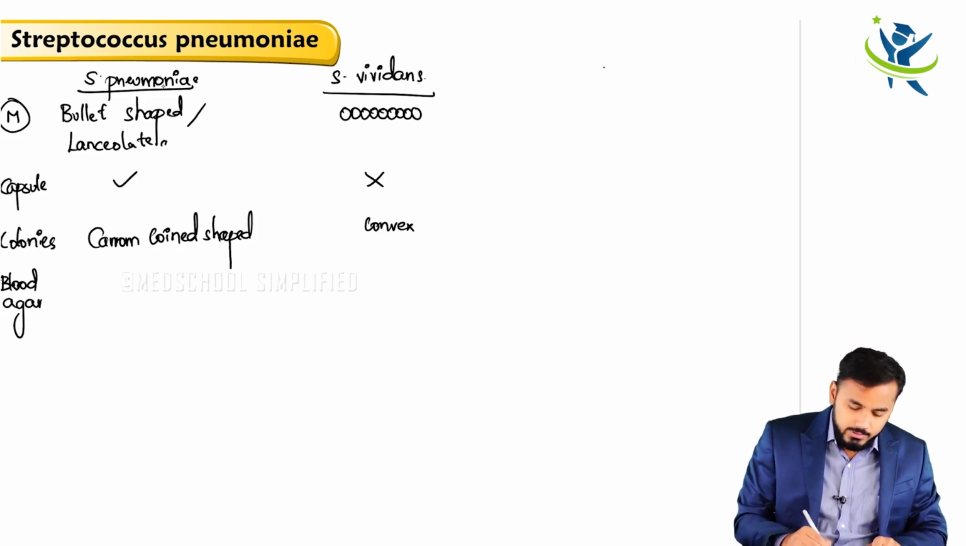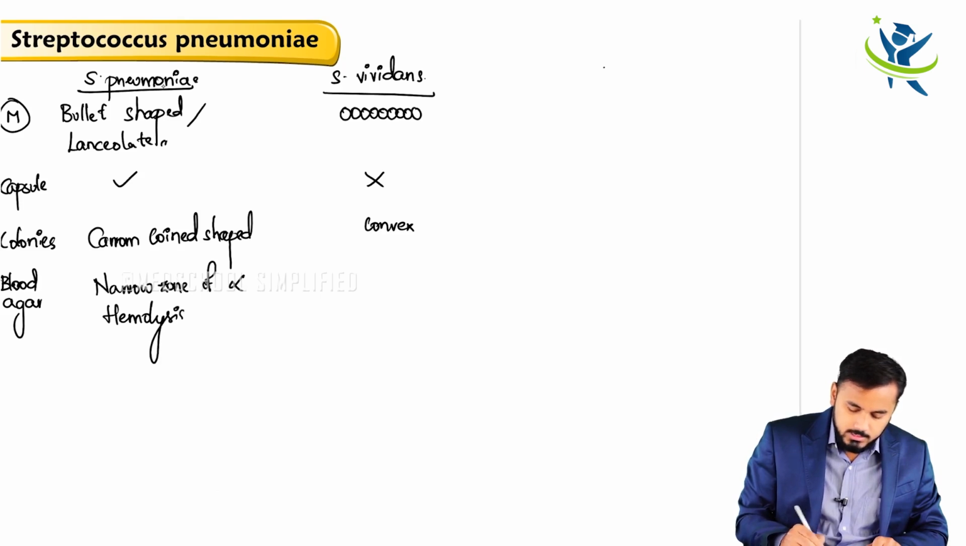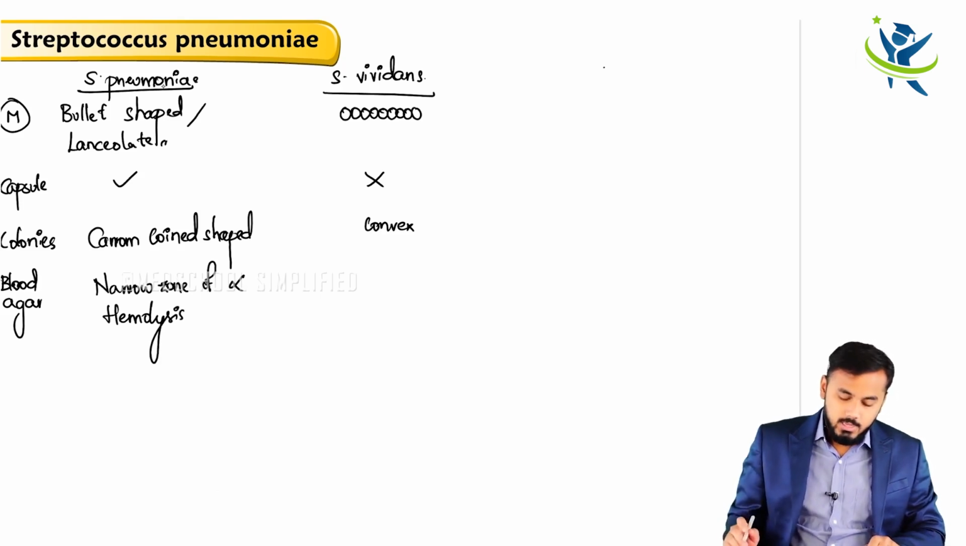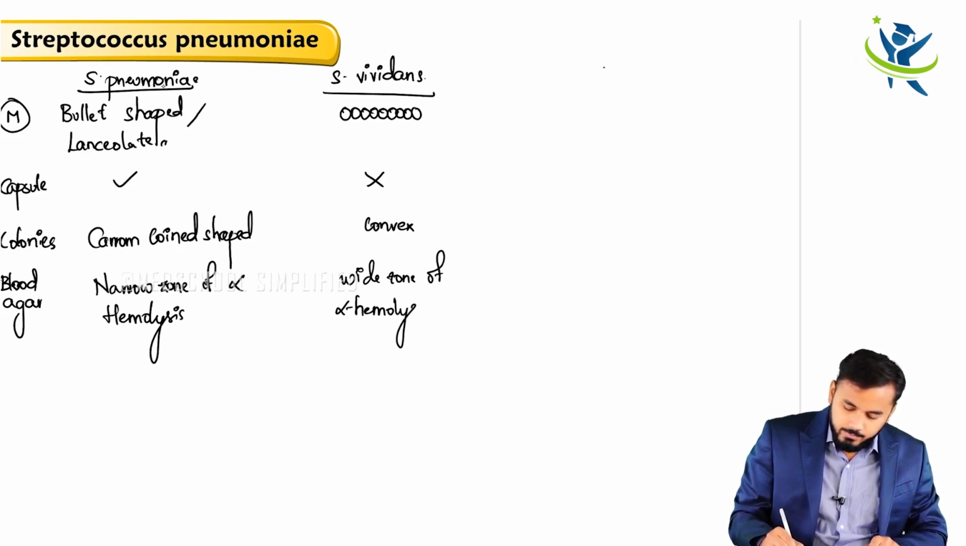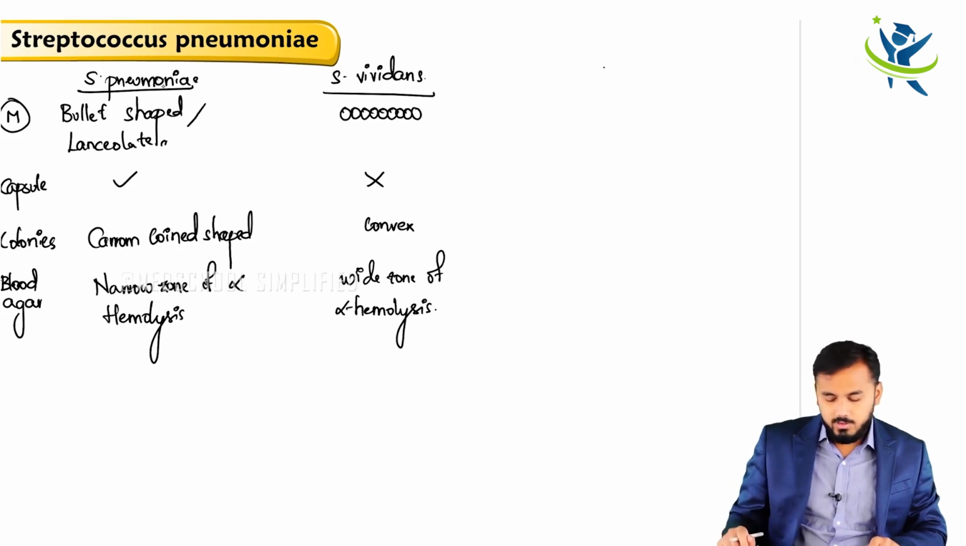Another important thing you would find on the blood agar is alpha hemolysis, obviously, but in Streptococcus pneumoniae there is a narrow zone of alpha hemolysis, whereas in Streptococcus viridans there is a wide zone of alpha hemolysis.